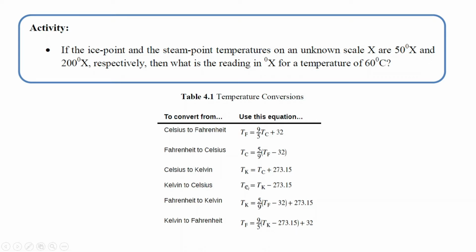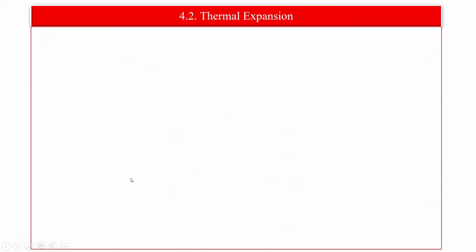Remember this formula: degree Celsius equals the temperature in degree Kelvin minus 273.15. So these are the formulas. Now let's see the second slide. It's all about thermal expansion. The first one that we see in thermal expansion is linear thermal expansion.